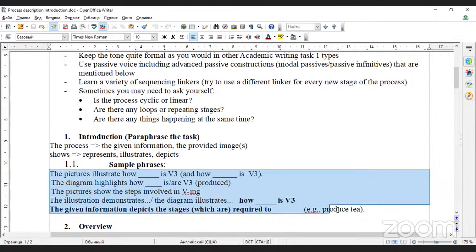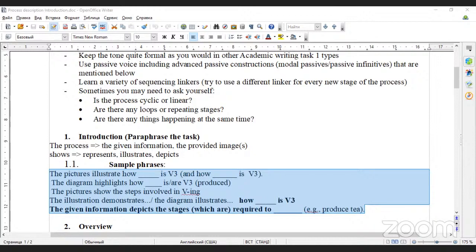I will try to copy them now in the chat box, because in a second I will ask you to write your own introduction. These are the expressions. No, I can only use 200 symbols. Okay, let's do it like this. I'll do it in parts. So this is the first group of expressions, and this is the second one.